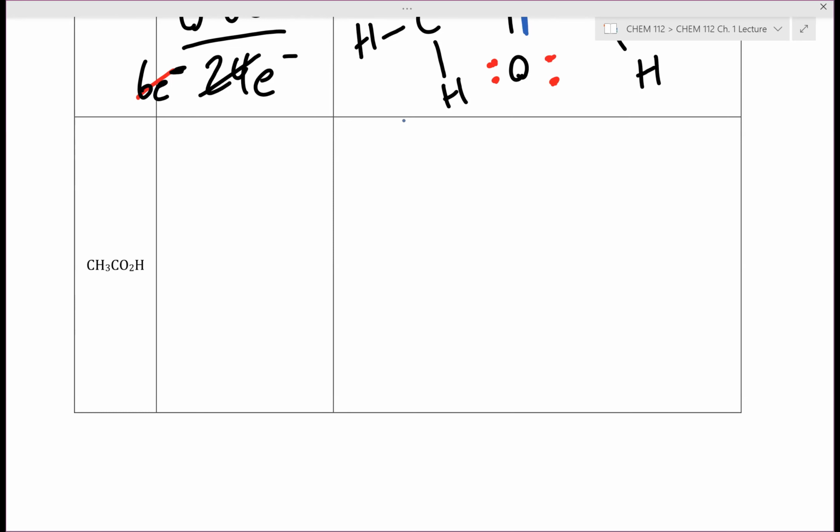So, one question would be, is that structure minimizing the formal charge? The structure is almost perfect. I was thinking about where to put the hydrogen.